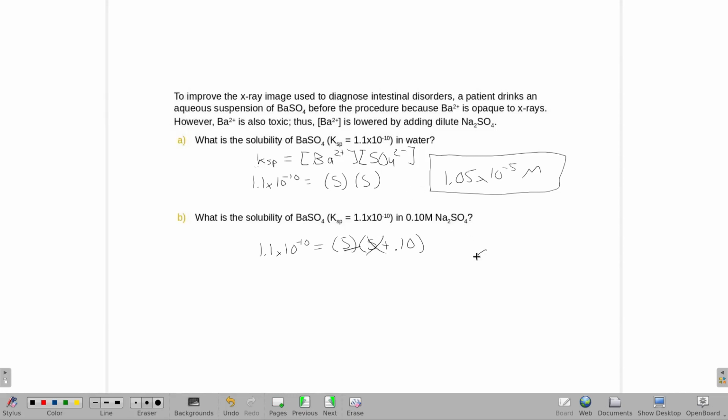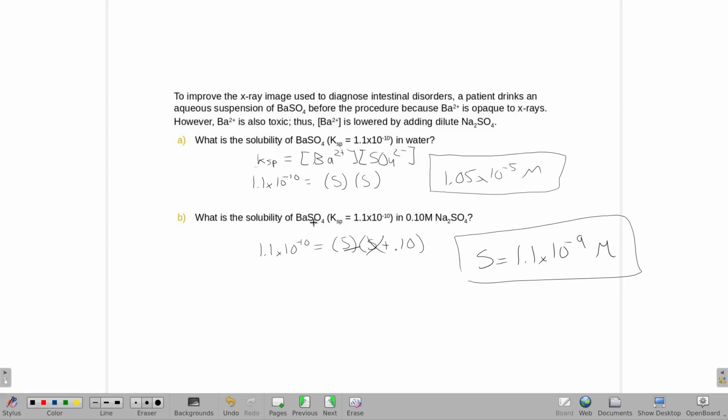My solubility is now 1.1 times 10 to the -9th. Now, if we had solved this polynomial and just plugged that in and done a quadratic, we'd get that exact same one in this case, because this is really a huge number by comparison. But what we've done by adding some of this sulfate is we really shift the solubility, so most of this is based on just sulfate.